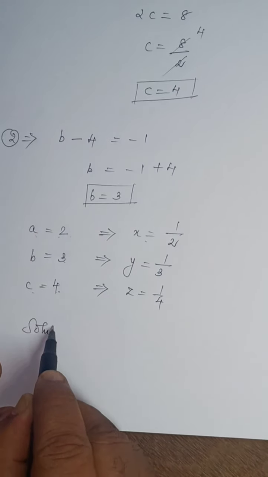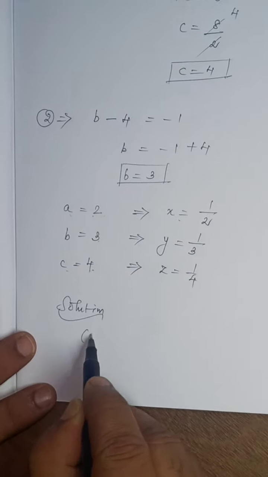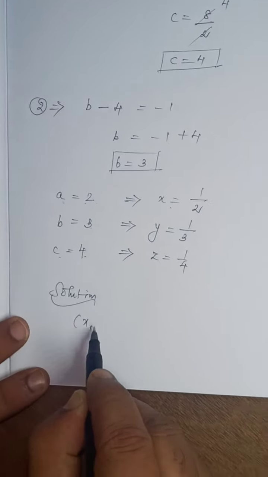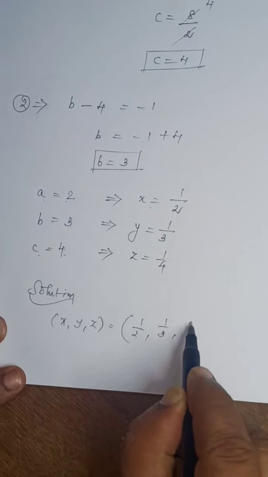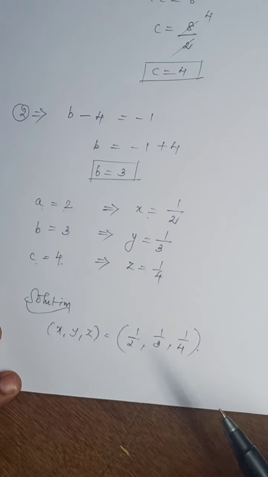Finally, we have the solution. x, y, z equals x value 1 by 2, y value 1 by 3, z value 1 by 4. Okay.